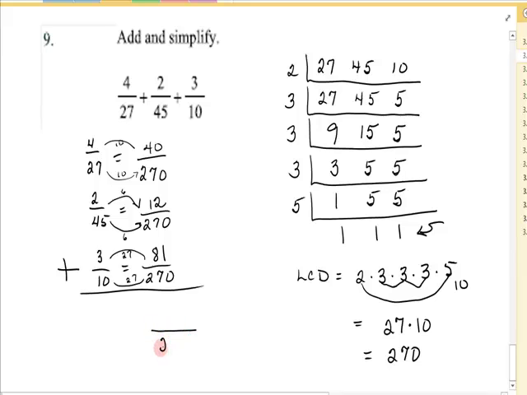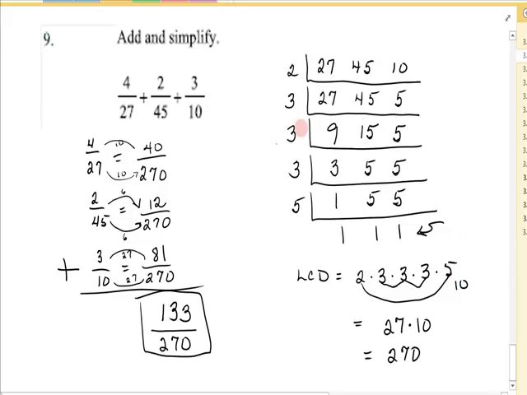My common denominator is 270, and I need to add 40, 12, and 81. Right in the ones. I have a 2 and a 1, which makes a 3. Then I have a 4 and 1 makes 5, and 5 and 8 makes 13. I have 133 over 270, and that cannot be simplified. That is my final answer.